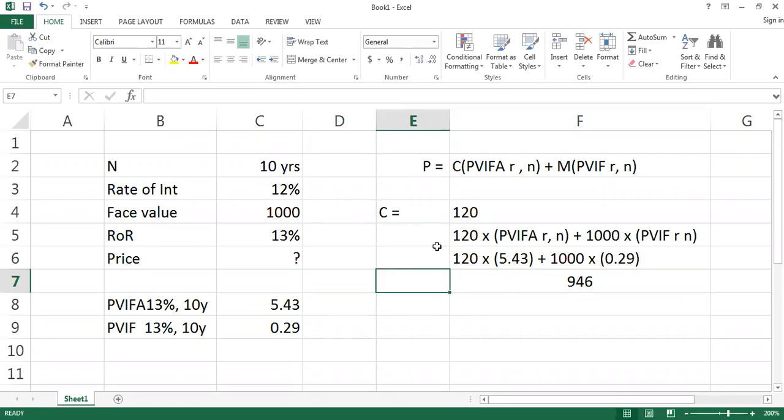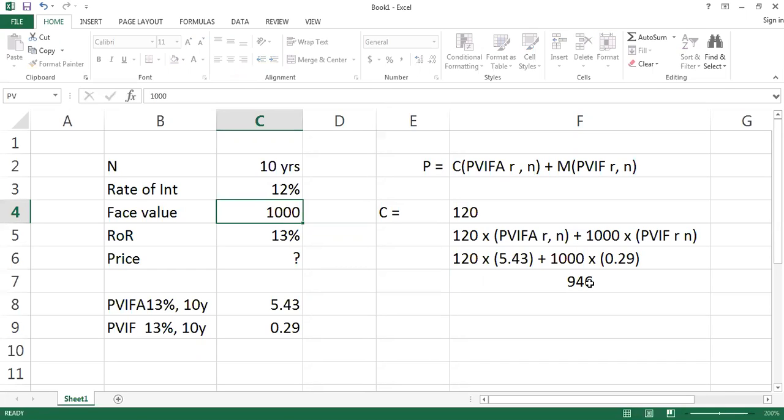Now, please understand, you purchase the bond for 1000 rupees. Now the price of the bond is 946 rupees. If I have to apply the logic of interest rates and price, what does it say? The price has gone down, right? From 1000 rupees, the price has gone down to 946.